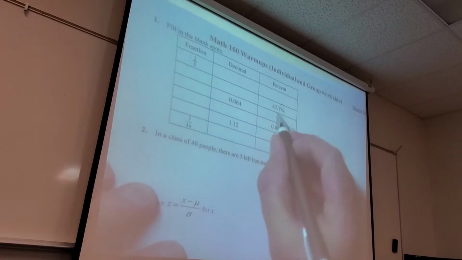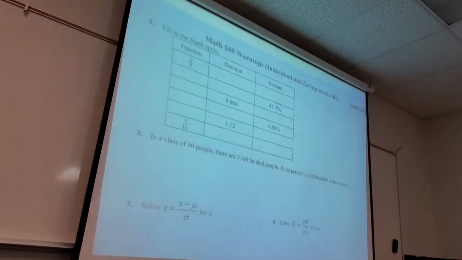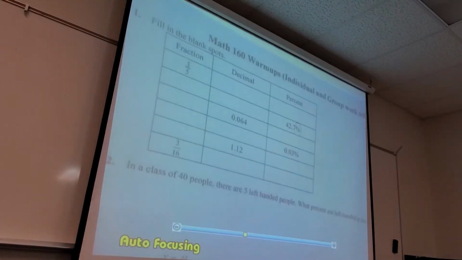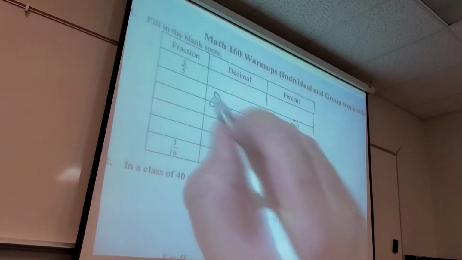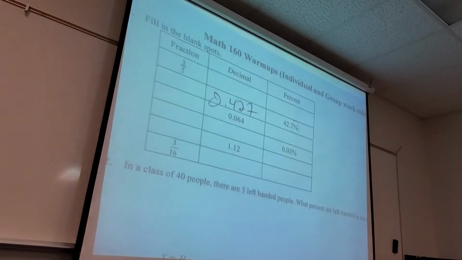So for this one, since I'm talking about it, if I divide by 100, like it tells me to, what happens to the decimal place? It moves over 2 places. Yeah, back twice.